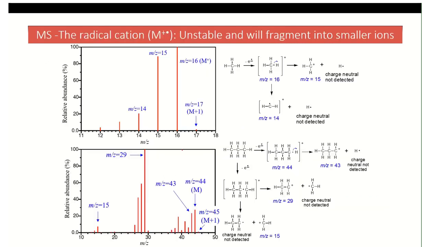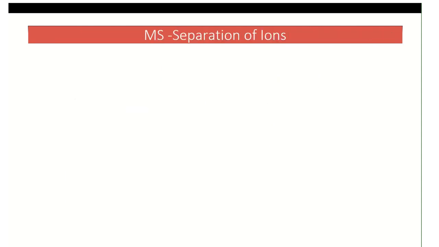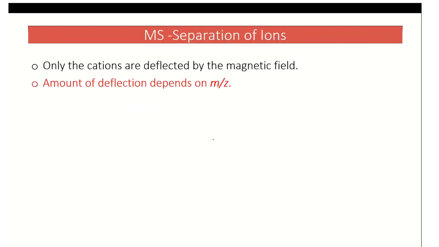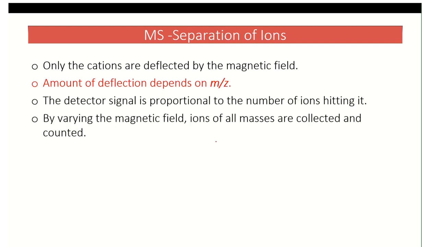Here you can see we have other compounds. For example, we have the propyl species, and the propyl is quite interesting because you can see that we have M-15 here, we have M-29 here, and of course we have the molecular ion itself here. But we have some interesting things. Here's the M-1, and here we have an M+1. We'll talk about these in a second. So only the cations are deflected by the magnetic field, and the deflection depends on the m/z.